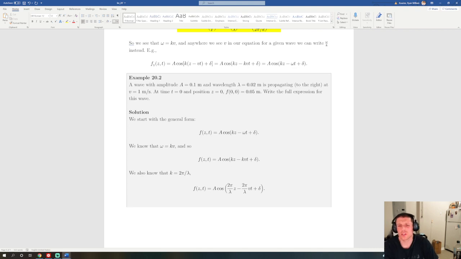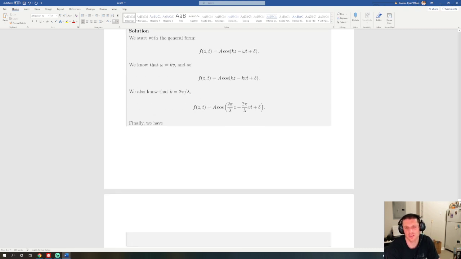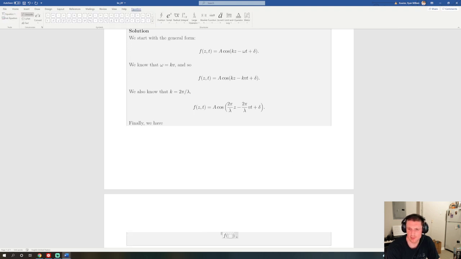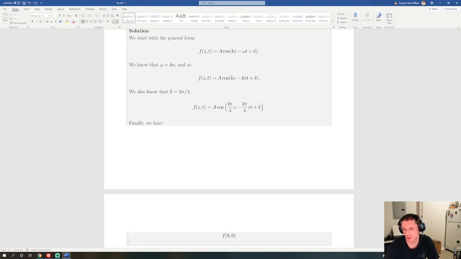So all that's left to do is to evaluate this at time t equals 0 and position z equals 0. So finally we have, and I'll write f of 0, 0. And now this is really going to tidy up a lot of things for us because this term just goes to 0, because z is 0. This term is also going to 0 because this involves t, and t is 0 here, right? So 0 minus 0, and then delta we just leave unchanged, because what we actually want to do in this step is solve for delta.